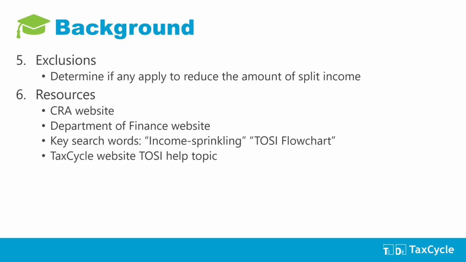There are some exclusions, and you can determine if one of those exclusions applies. There's several resources that you can go to. CRA on their website has a page. Department of Finance has a page that keeps you up to date on the technical information. You can do a search for keywords such as income sprinkling. I also found some quite good TOSI flow charts if you do a search for TOSI flow chart. And then we also have a TOSI help topic on our website.